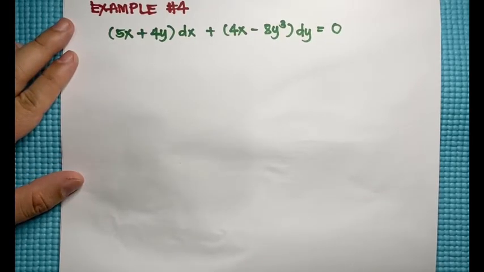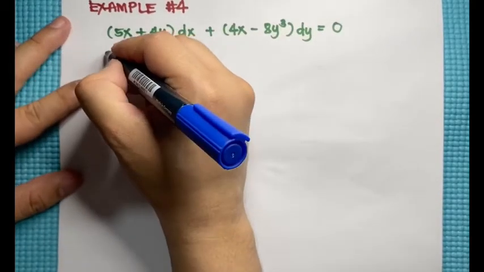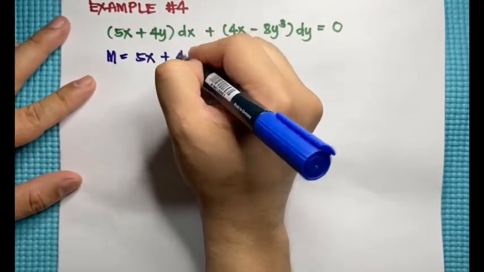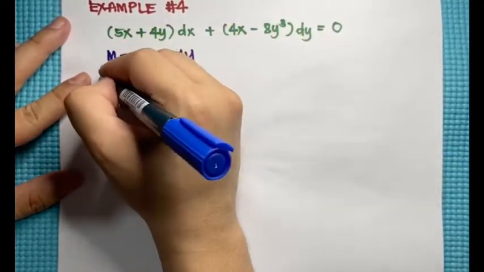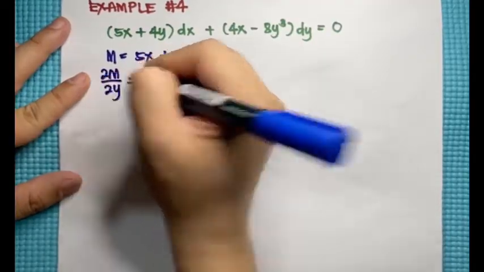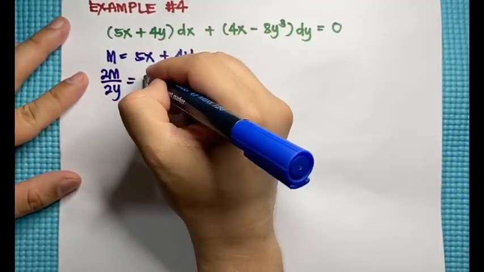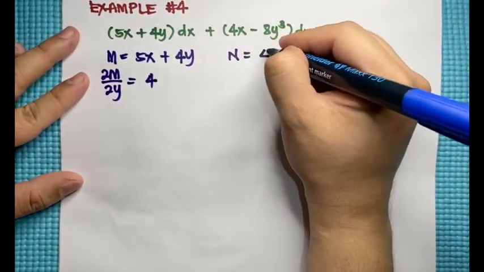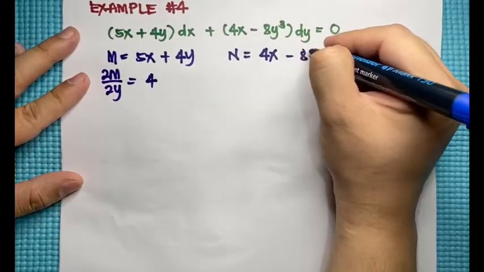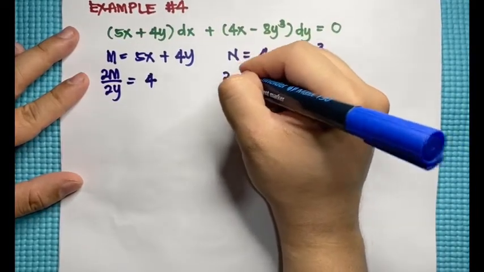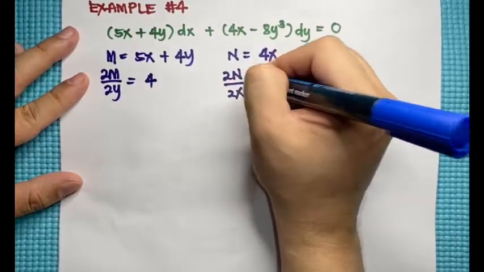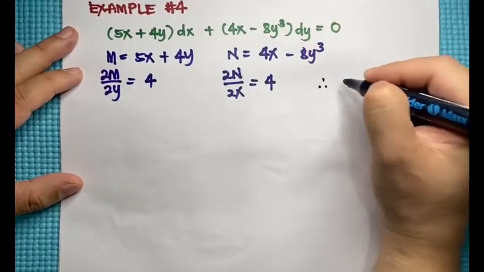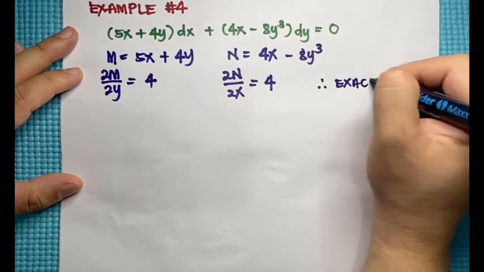Again, similar to the first three examples, we will be testing the exactness of the given differential equation. The partial derivative of M with respect to y is 4. Now the other one is 4x minus 8y cubed. The partial derivative of N this time with respect to x would be 4, and 8y cubed would be 0. Therefore, it is exact.